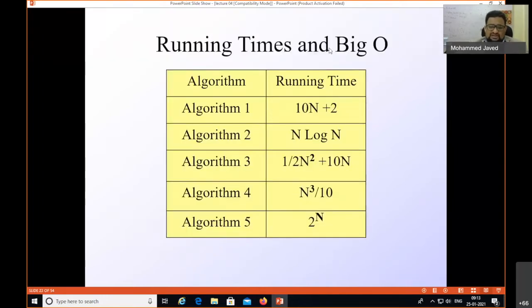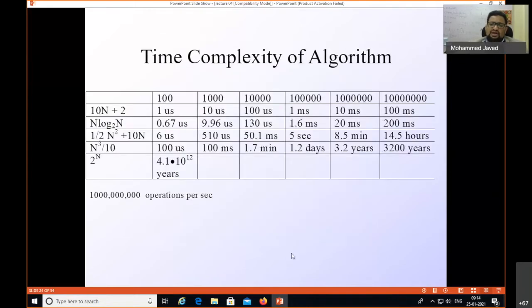Now we will see the running time and big O notation. We will take some algorithms with different time complexities: 10n, 2 log n, n square plus 10n, and n cube by 10 to the power n. Try to add values of n, giving the values of n in terms of thousands, ten thousands, lakhs and crores, like that.